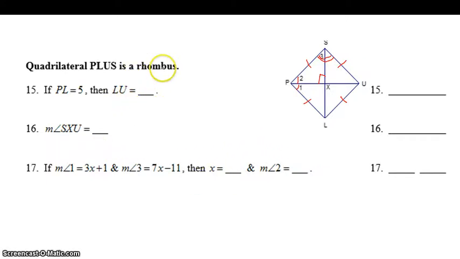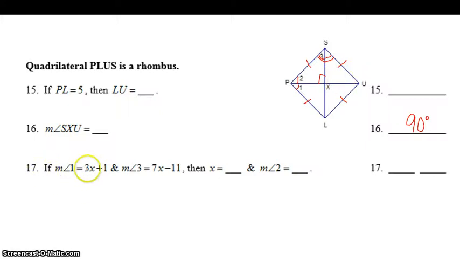Okay, so then I'm going to look at this one. So measure of angle SXU. So if you follow SXU, well, we know diagonals are perpendicular in a rhombus, so then that angle is 90 degrees. So if you mark your picture with what you know, it makes the problems easier.